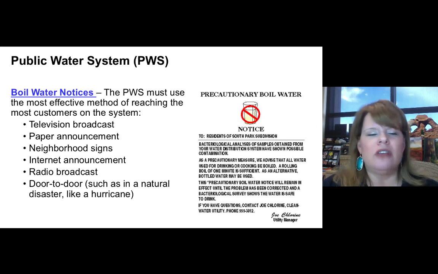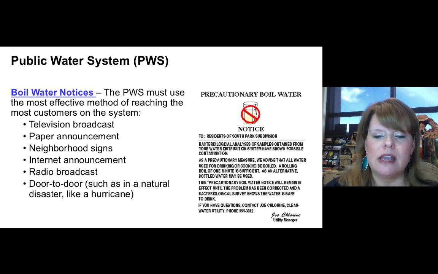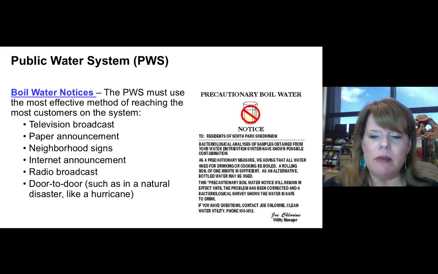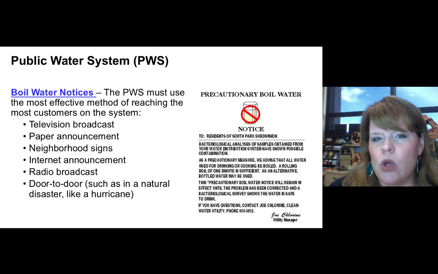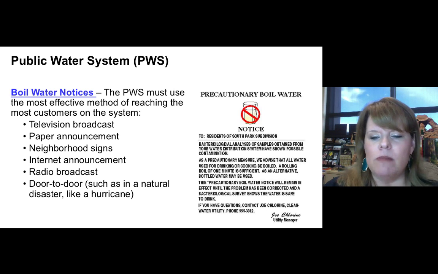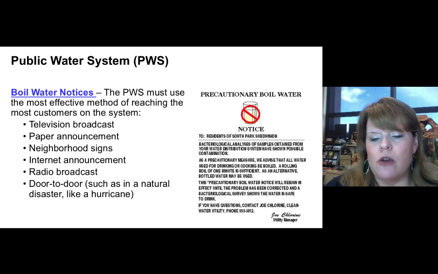If you read this standardized boil water notice, it's kind of funny, because it's the template that's used for pretty much all water systems. It basically says, bacteriological analysis of samples obtained from your water distribution system have shown possible contamination. As a precautionary measure, we advise that all water used for drinking or cooking be boiled. A rolling boil of 1 minute is sufficient. As an alternative, bottled water may be used.